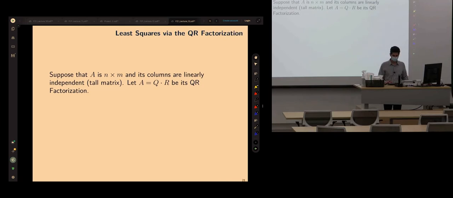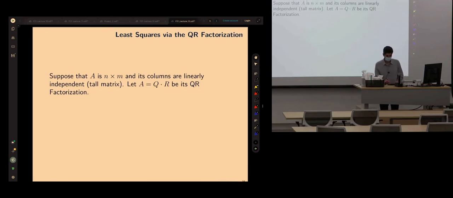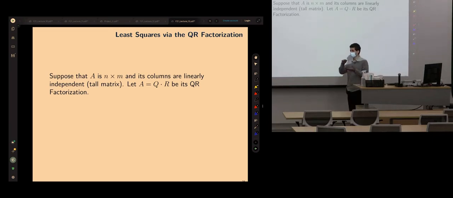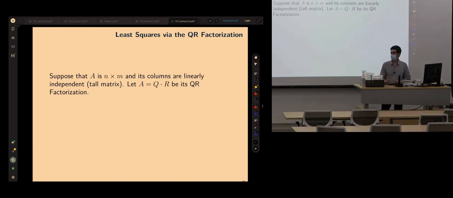Now let's talk about least squares solution. Now, when we have more equations than unknowns, we know that there's no exact solution, a lot of time we talked about it. We settled for minimum error solution, that was least squares solution. So A is n by m, columns are linearly independent. A is, again, Q times R, we factorize A. We know the columns of A are linearly independent.